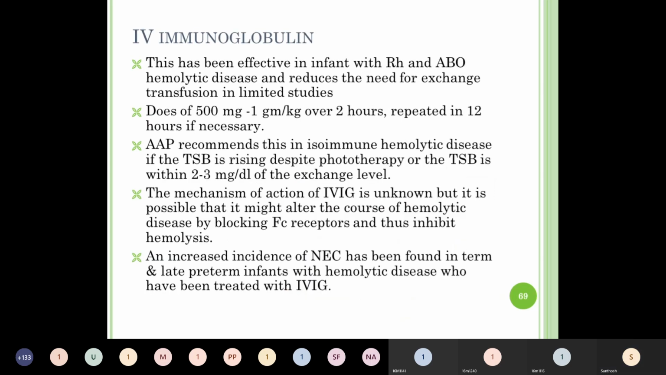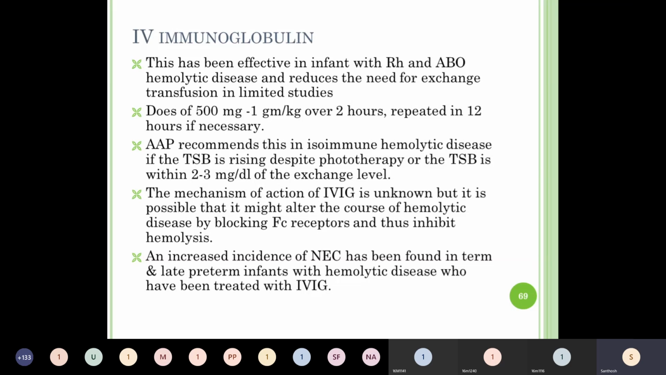Okay. And the important thing is IV immunoglobulin. So this is a very effective drug. It is given in Rh and ABO hemolytic disease. Okay. This reduces the need for exchange transfusion. Okay. So what is the dose? It is 0.5 to 1 gram per kg over 2 hours, repeated in 12 hours if necessary.